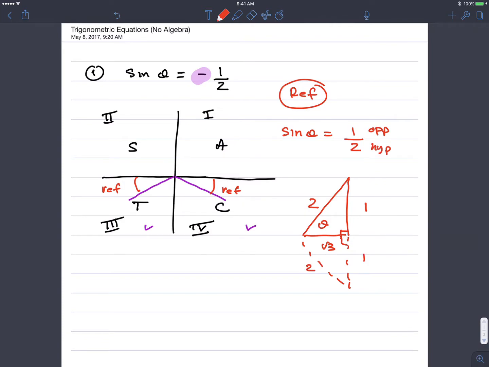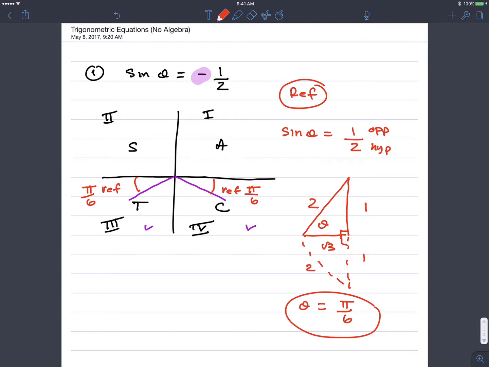Oh, I know what this reference angle is. What's the reference angle going to be? What is it? It's pi over 6, because it's going to be 30 degrees. Is that true? Good job. So that reference angle is what we're going to use here. This is pi over 6. And this is what? Pi over 6.